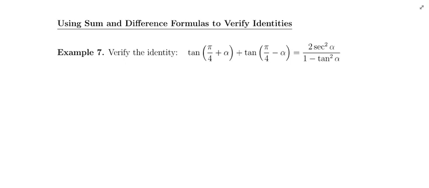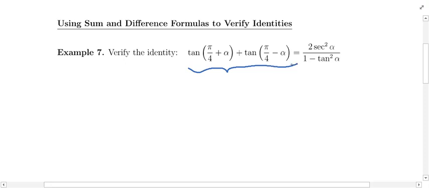All right, so remember how an identity works. We are going to pick one side of the identity to start with, and then we're going to use trigonometric identities and algebraic manipulation to arrive at the other side. You should start with the more complicated side, or the side that you feel you can actually work with.